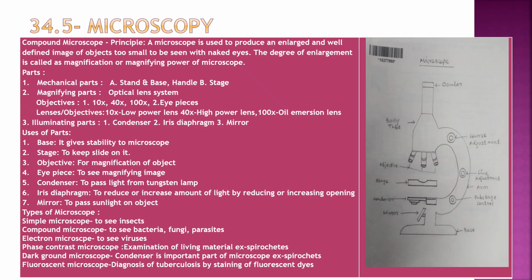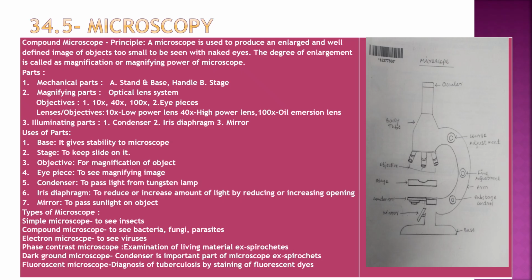Parts are mechanical parts: base, stand, handle, and stage. Magnifying parts: optical lens system, objectives 4x, 10x, 40x, 100x, and eyepieces. The 10x is low power, 40x is high power, 100x is the oil immersion lens, and 4x is the scanner. Illuminating parts: condenser, iris diaphragm, and mirror.